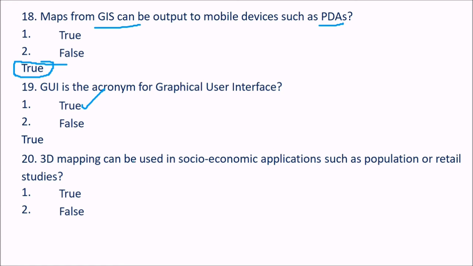Then 3D mapping can be used in socio-economic applications such as population or retail studies. Is it true or false? You got it right. The answer is true. 3D mapping can be used for this purpose also.